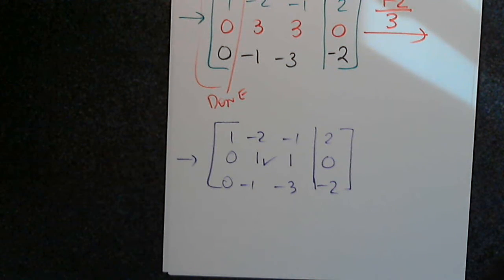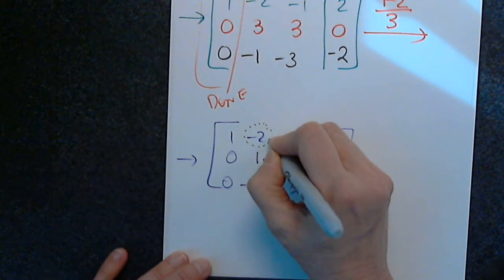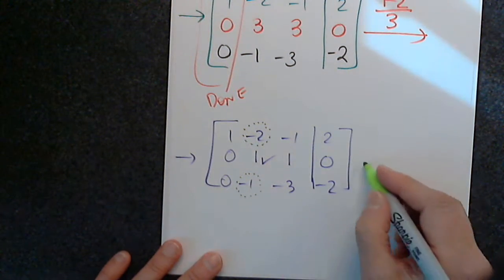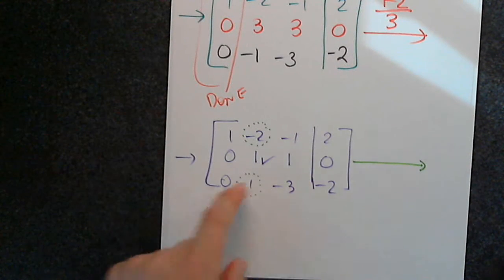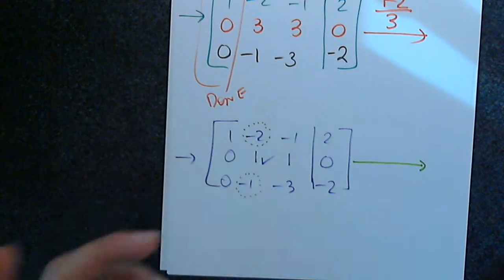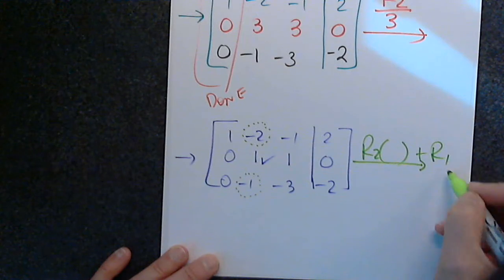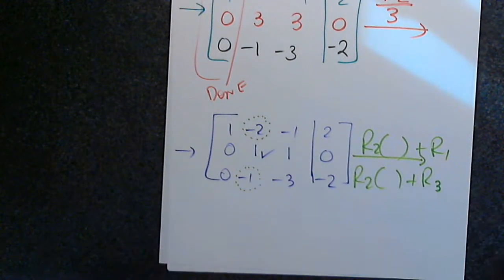We are happy because we got the 1 in the middle, but now I have to do my magic to make sure that these become 0. Which row will be used now? I have to use row 2 to get those zeros. I have no choice. So it has to be row 2 multiplied by something and added to row 1, and row 2 multiplied by something and added to row 3.